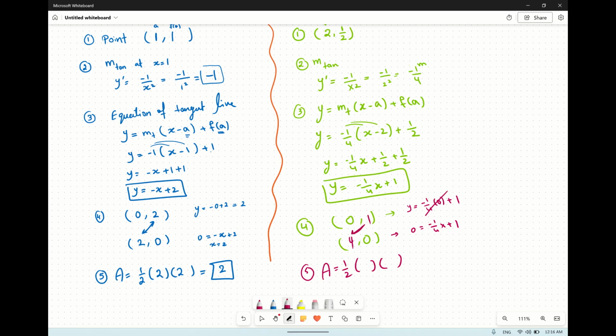So now step number 5, which is the last step, the area is half the base times the height, which are these numbers. So 1 and 4. So 1 over 2 times 1 times 4 will also give me 2.